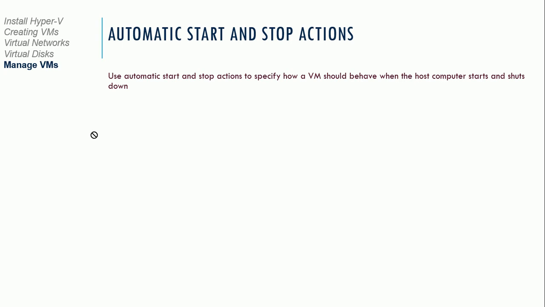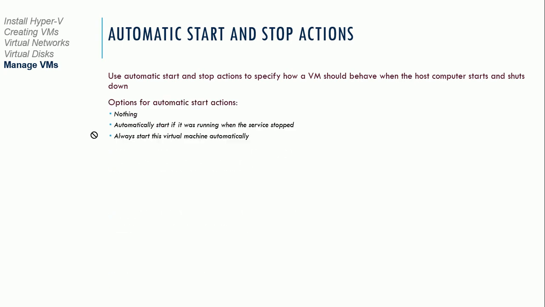Automatic start and stop actions specify how a VM should behave when the host computer starts and shuts down. So you can configure it so that if you shut down the host, it automatically shuts down the virtual machine, and then when the host turns back on, it automatically brings the virtual machine back online. So you can have it sort of mirror what's happening on the host machine, and you could also put a delay on that startup. You can have it do nothing, so you can have it where when the host shuts down, it just disconnects the other machine. You could theoretically do that.